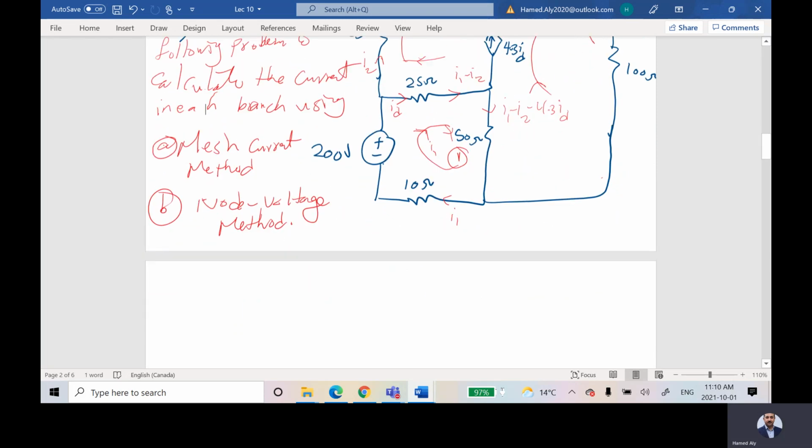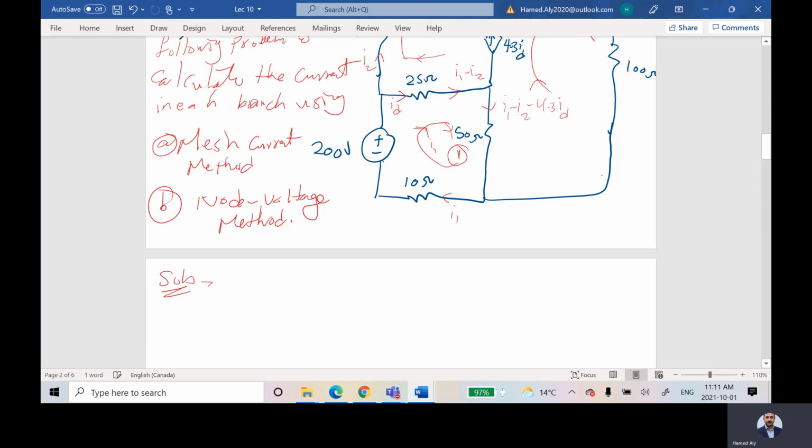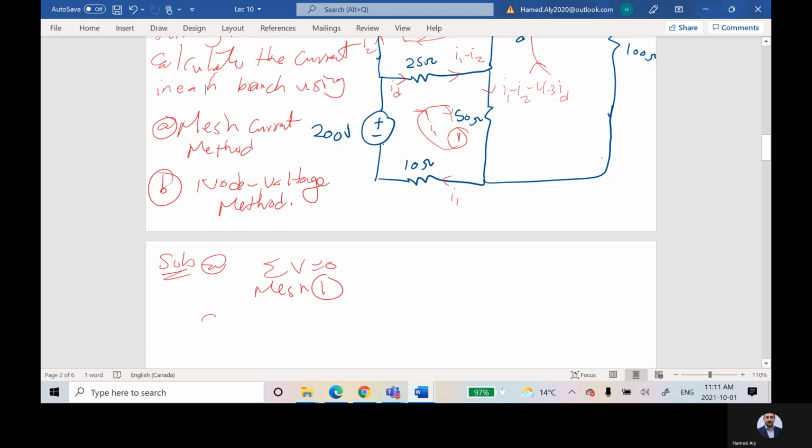So I'm going to say, summation V is equal to zero for mesh one. I have 200 minus 25 ID, or I don't like to write it ID, I will write it I1 minus I2. I1 minus I2 minus 50 multiplied by I1 minus I2 minus 4.3 ID minus this one, which is 10 times I1, equals 0.